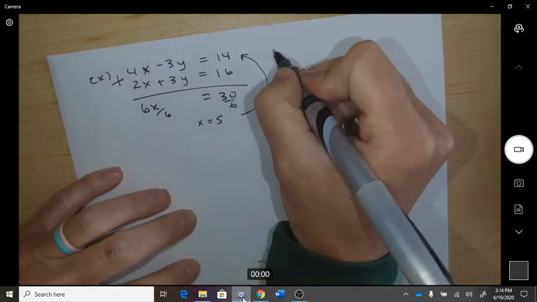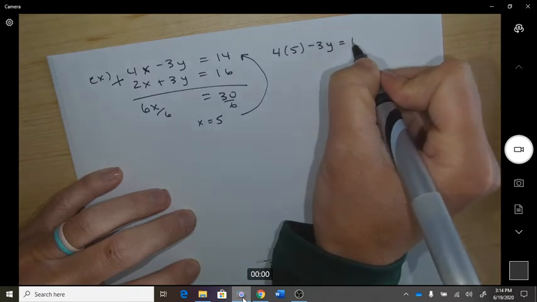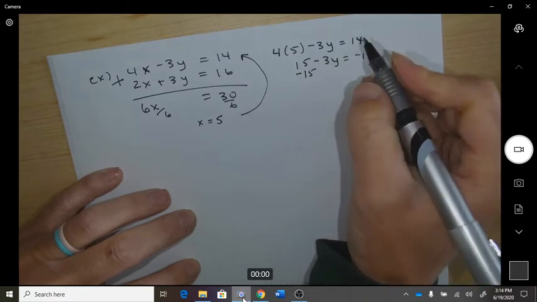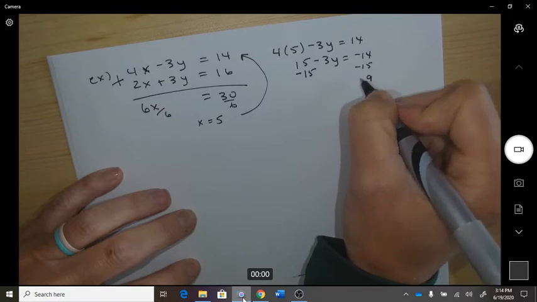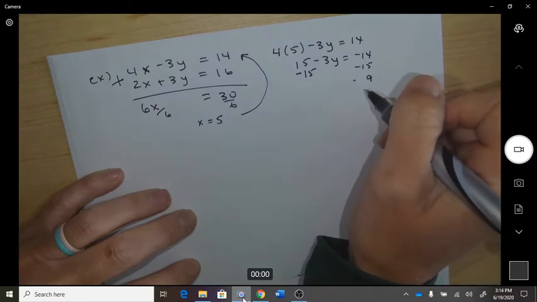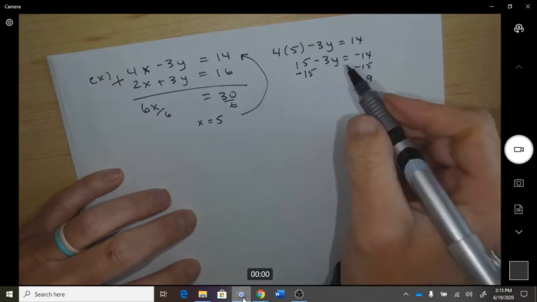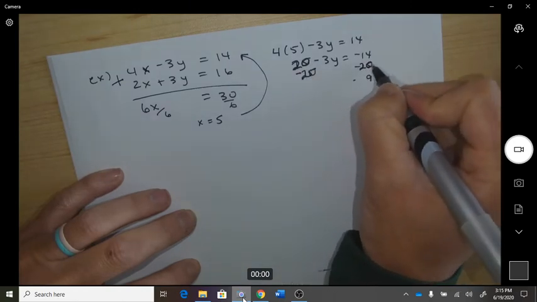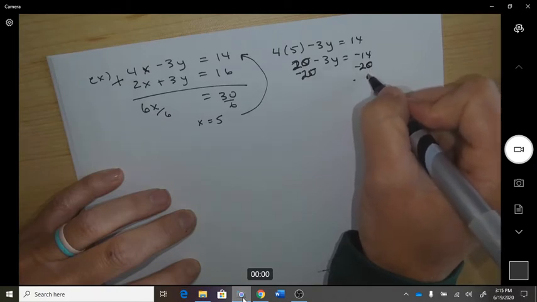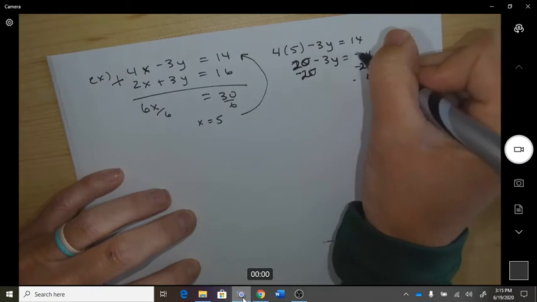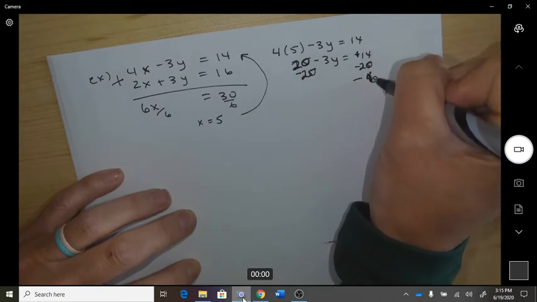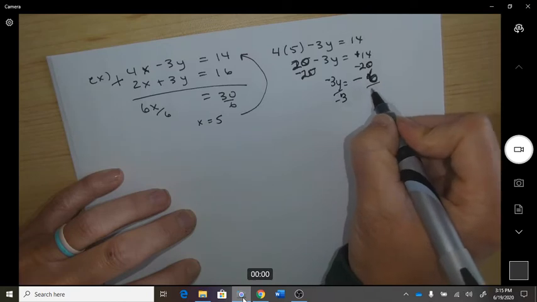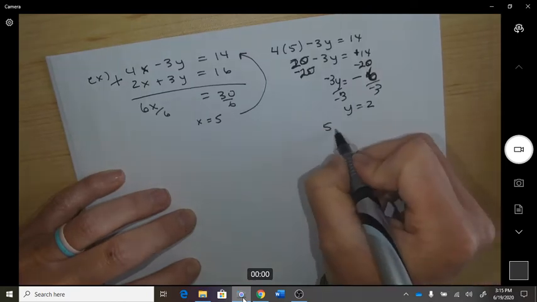Plugging it in, 4 times 5. 15. So if I subtract 15, I get negative. Oops, sorry, here we go. That's not 15, that's where I'm going wrong. 20. So if I subtract 20, that comes out to be, there we go, negative 6. So y is 2. So 5 comma 2.